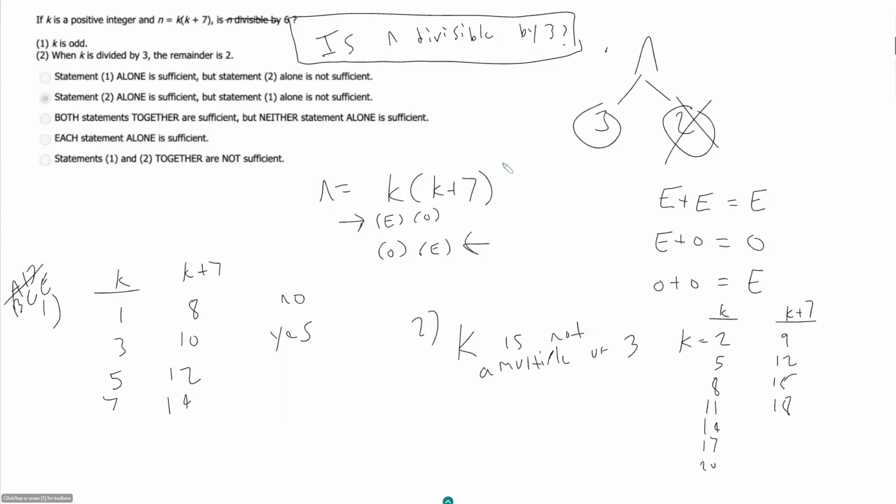It's the fact that it's going up by 3 that means we know it is, because once we have one multiple of 3, every time we go up by 3, it's going to be the next multiple of 3. So even though k is not a multiple of 3, k plus 7 is, and since n contains both k and k plus 7, n will contain our 3. And our second statement is actually sufficient. So B.